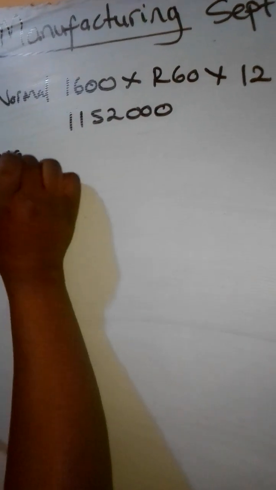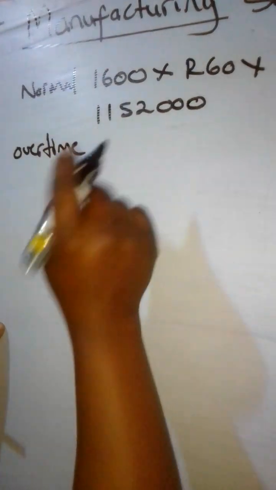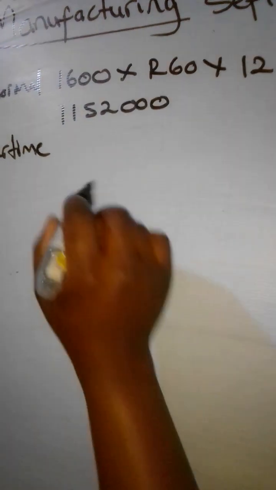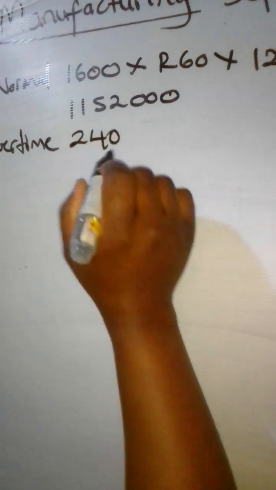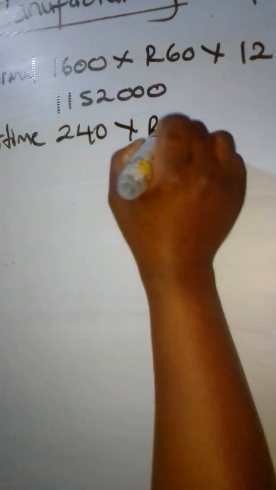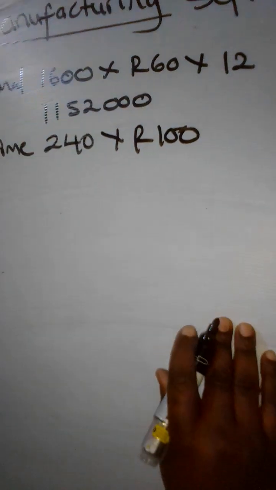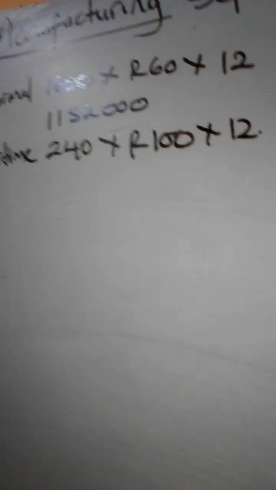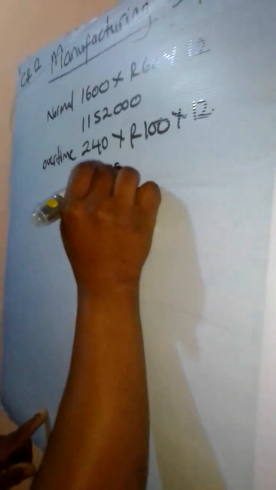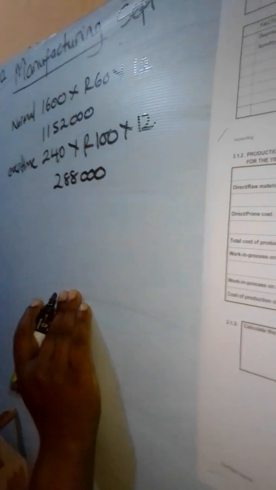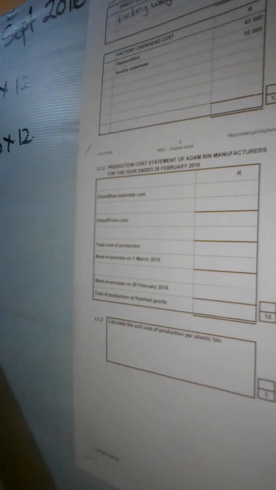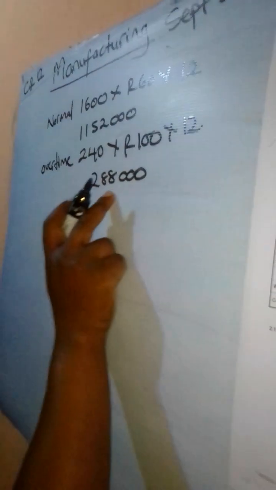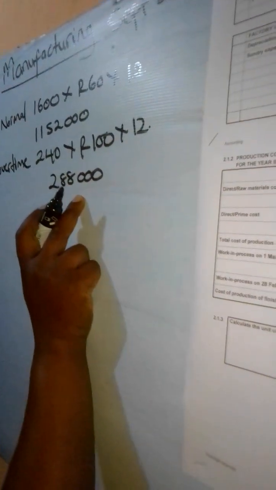And then let's now look at the overtime. How many hours were worked overtime? There were 240 overtime hours, and the rate per hour is 100 rand per hour. And the number of workers is the same number. When we do that calculation, we get 288,000. So 1,152,000 is the money that was received for the normal working hours, and 288,000 is the money that was received for the overtime.